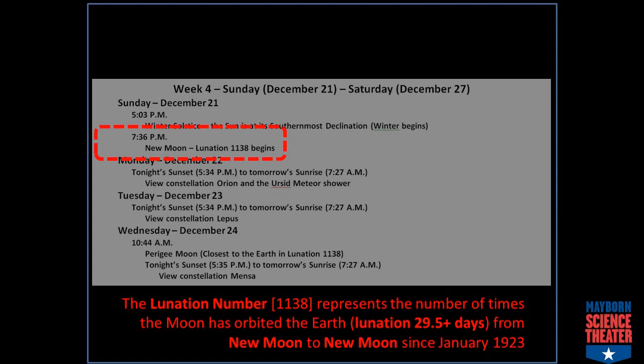An astronomer started it back in January of 1923, and what he wanted to do was keep track of how many times the moon orbited, beginning each time from new moon to new moon. So since January of 1923, this will be the 1,138th time. 1137 have been completed, and so orbit 1138 begins.